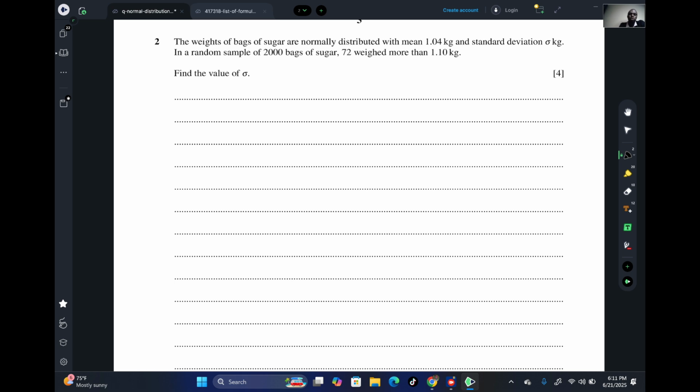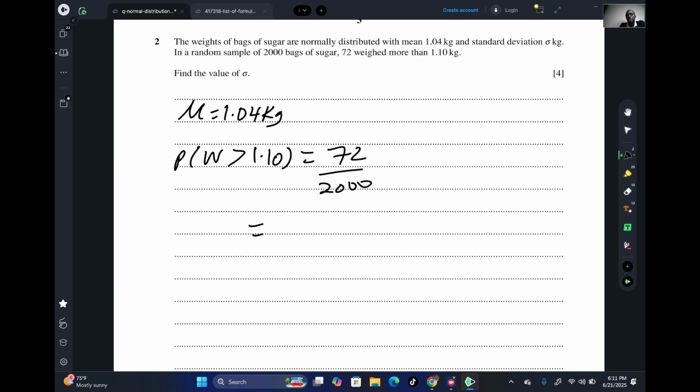What you're supposed to do is write down all the parameters that we have. We have our mu, which is 1.04 kg. Then the probability that a given chosen weight is more than 1.10 is 72 over 2,000. So this is the probability. Get this value in the calculator. It's going to give you 0.036.